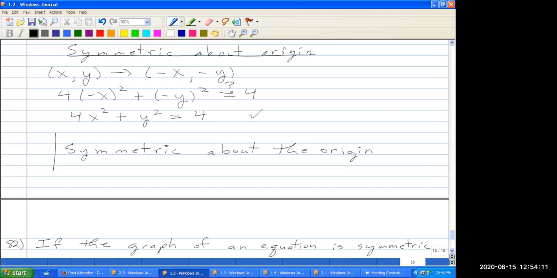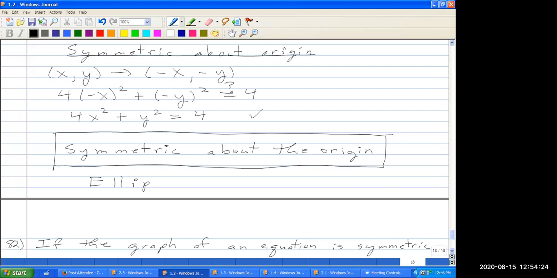So just like in the previous, the x-axis, the y-axis, and the origin, this is actually an ellipse. So if you actually looked at the graph of this function that they gave you, well, actually not a function, this relation that they gave you, the graph of it would look like an ellipse. So it has a lot of symmetries.